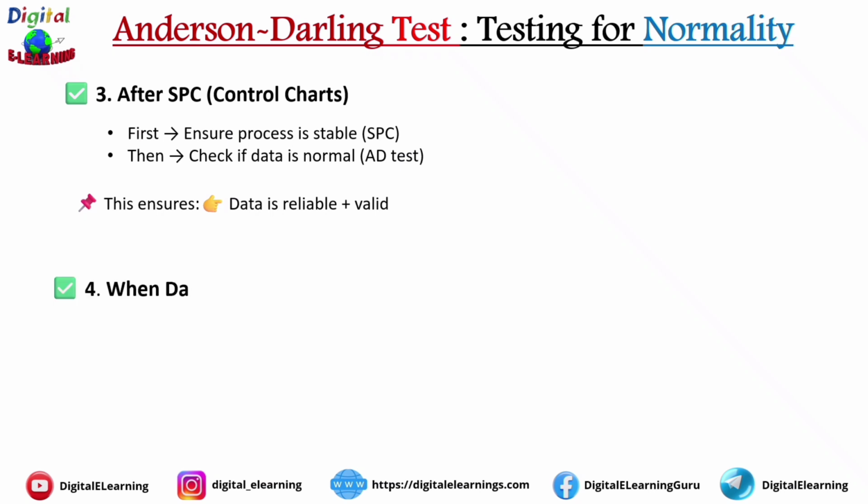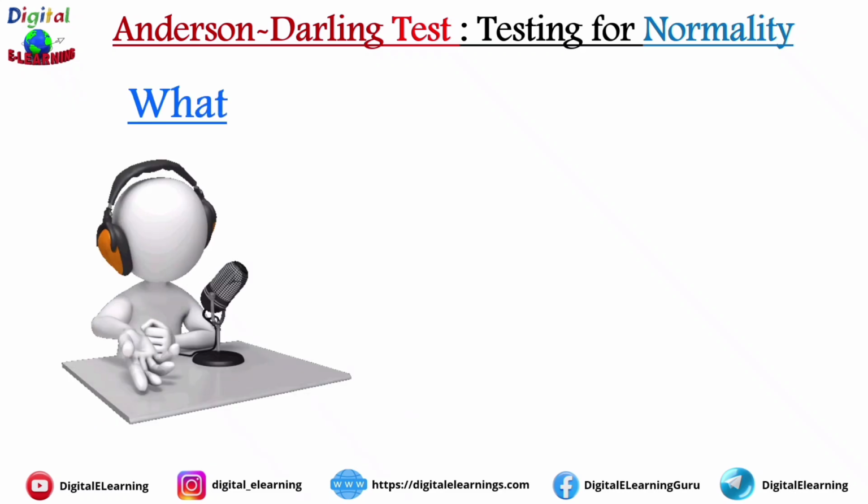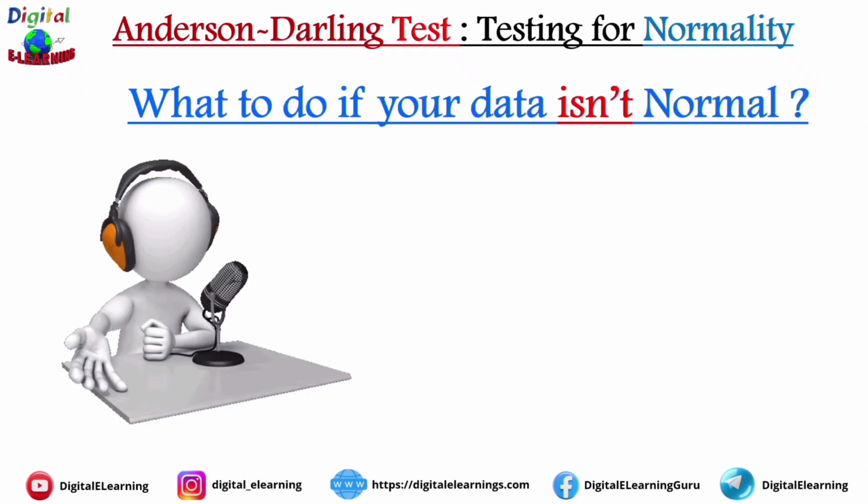Next point is when the data looks suspicious, either it is skewed or you have outliers. So if the histogram or a QQ plot looks like it is skewed or heavy-tailed, then use the Anderson-Darling test to confirm them mathematically as well. So what to do if your data isn't normal right now?